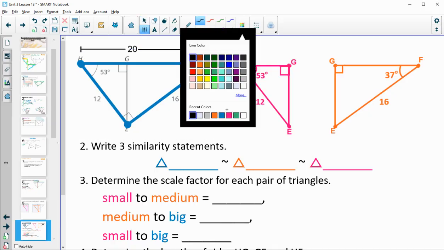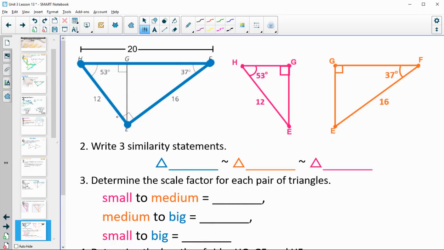So let's write a similarity statement that compares these. So for this first triangle, I'm just going to call it triangle EFH. Okay, so I went here, angle E, which is the 90-degree angle, to F, which is the 37-degree angle, and that F is kind of hidden under there. And then to H, which is this 53-degree angle. So now what we want to do is in each of the other triangles, go in that same order.